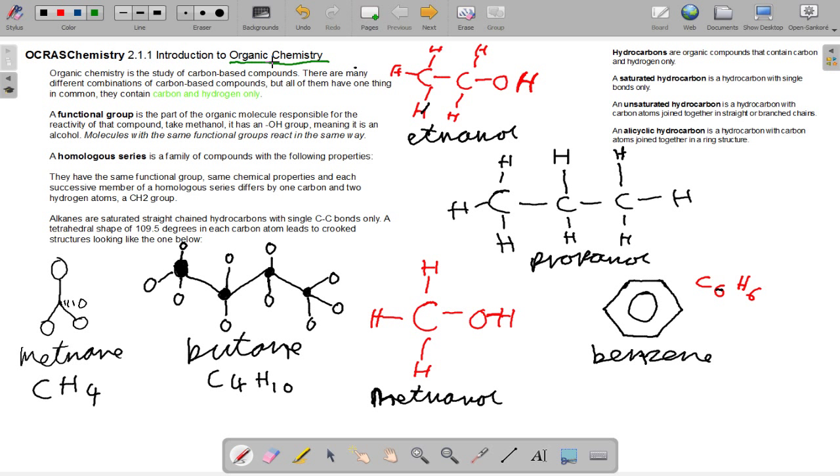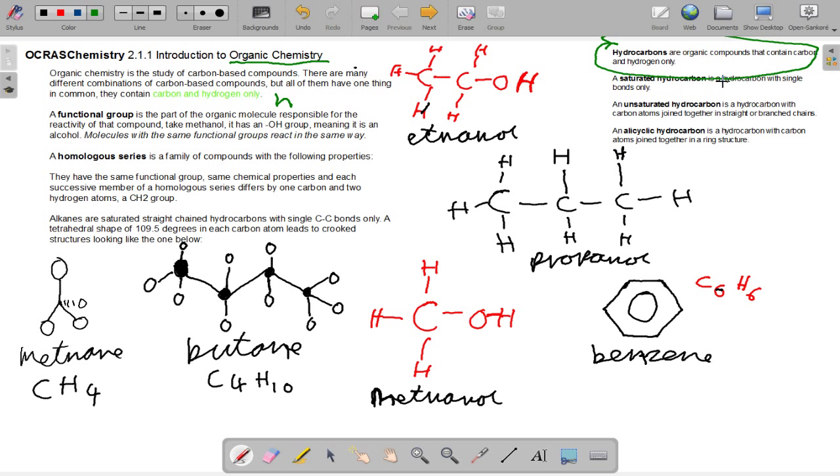So organic chemistry is the study of carbon-based compounds, and there are lots and lots of different combinations of carbon-based compounds, but all of them have one thing in common. They contain carbon and hydrogen, but only if they are called hydrocarbons. So hydrocarbons are organic compounds that contain carbon and hydrogen only.